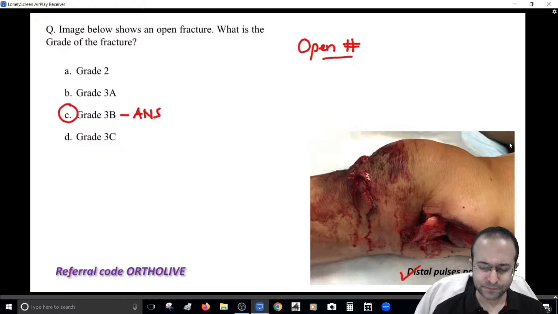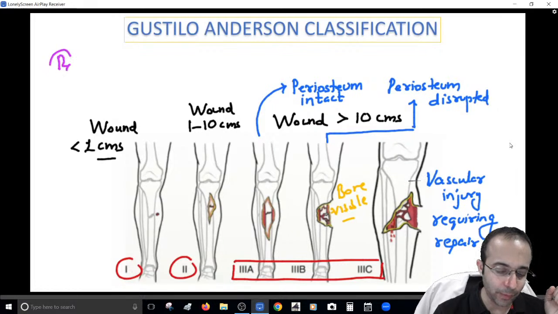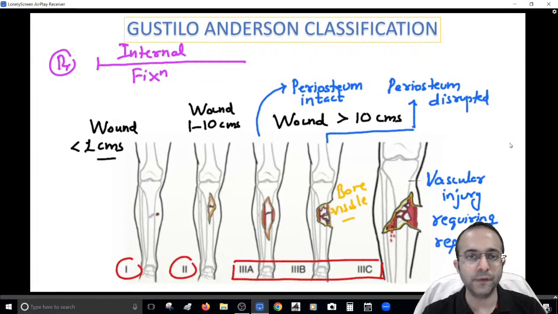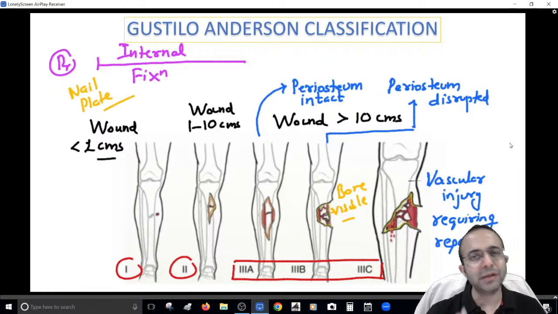So basically, the idea behind this Gustilo-Anderson classification is that it guides you on the treatment part. See, for grade 1 and maybe up to grade 2, the fixation methods we use are internal fixation methods. Internal fixation basically means fixing bone with metals placed inside the skin. Like, I'll give you an example, using a nail or using a plate. So any metal that is placed inside the skin is internal fixation.